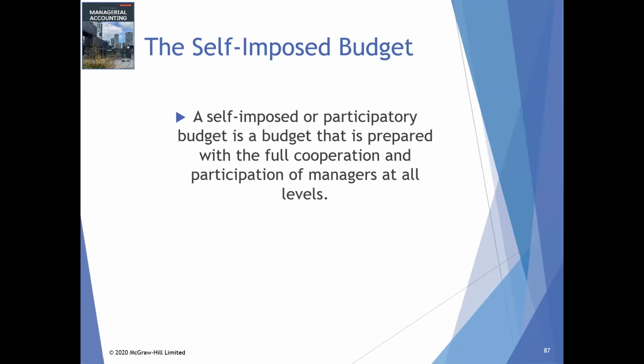So this was a very good example that I have explained, which is a self-imposed budget. And what is a self-imposed budget? A self-imposed or participatory budget is a budget that is prepared with the full cooperation and participation of managers of all levels. There will be a number of managers in the different departments, and also at different levels. If all managers work together with full cooperation, that is known as a self-imposed budget.